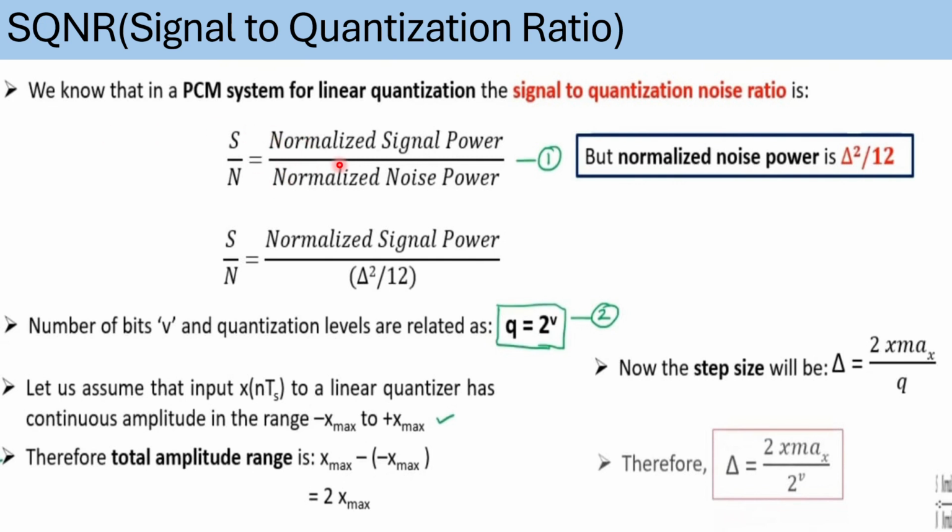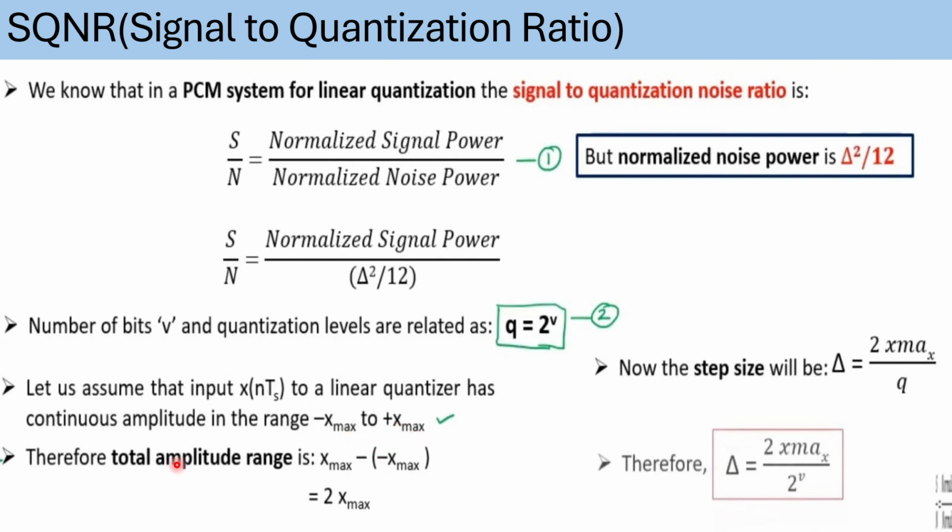S by N equals normalized signal power by normalized noise power. The normalized noise power is delta square by 12. The number of bits and the quantization level are related as Q equals 2 to the power b. Let us assume the input signal x(t) is linearly quantized, with a continuous amplitude range from x minimum to x maximum, that is minus x max to plus x max.